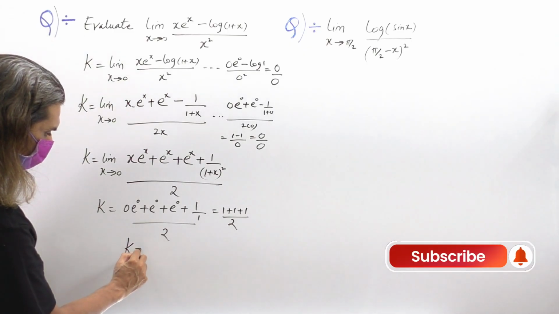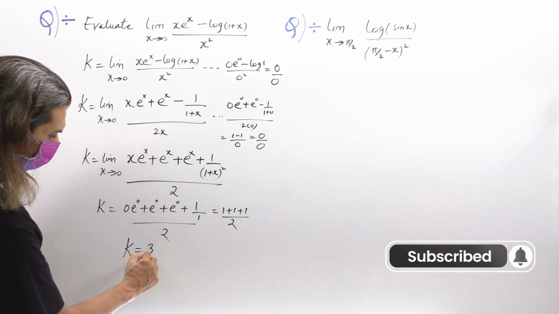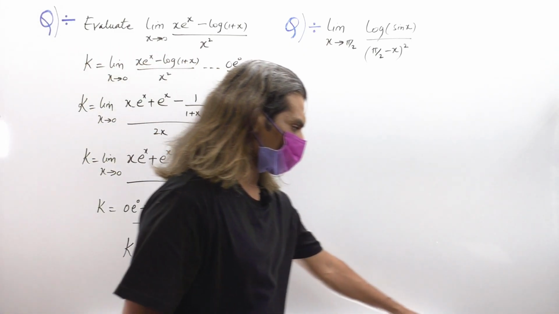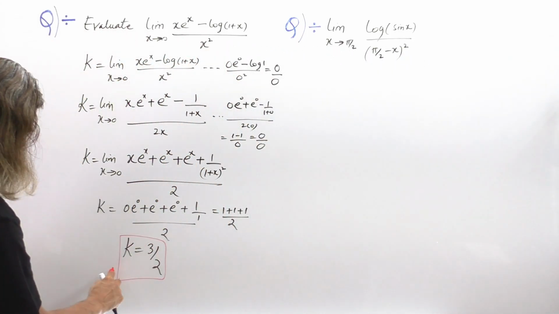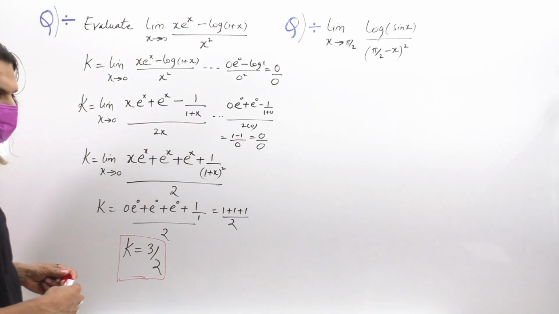Therefore, the answer for this limit is k is equal to 3 by 2. That is all. So, what you get here on solving the limit is the answer k is equal to 3 by 2. That is it.